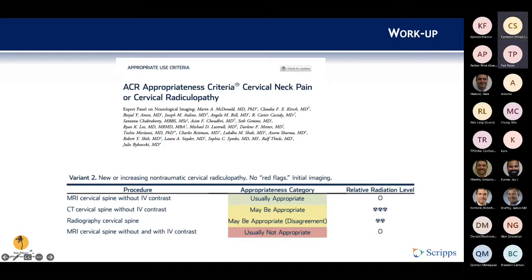MRI cervical spine without and with IV contrast is usually not appropriate. X-rays, which is kind of the question, is when these patients show up to your clinic, do you get X-rays? That was the one that had some disagreement, and they just note that it may be appropriate. And then you jump to MRI cervical spine without IV contrast for new or increasing cervical radiculopathy, which is usually appropriate. We'll talk a little later on about when that should be ordered in the workup of these patients.